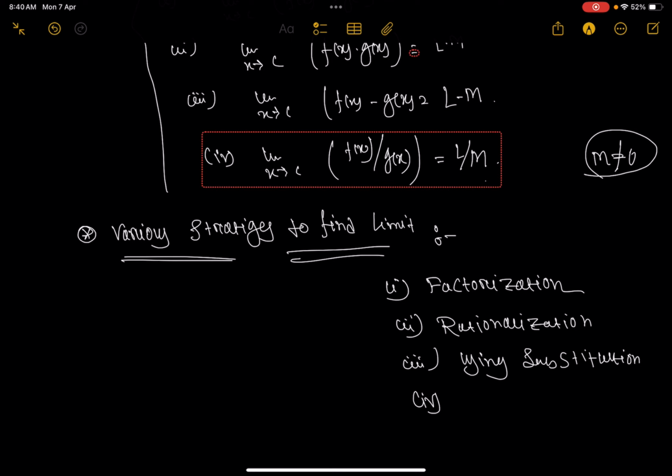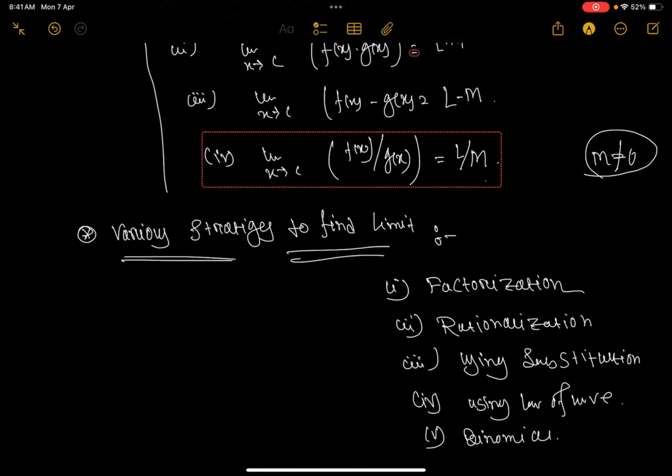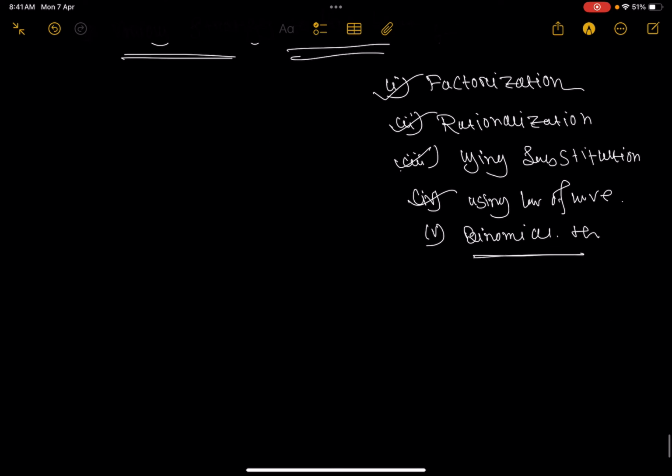The fourth one, this method has one of the most special names, using L'Hopital's rule. And also fifth, binomial. Here we discuss factorization, rationalization, using substitution, using L'Hopital's rule, and the rest of them.